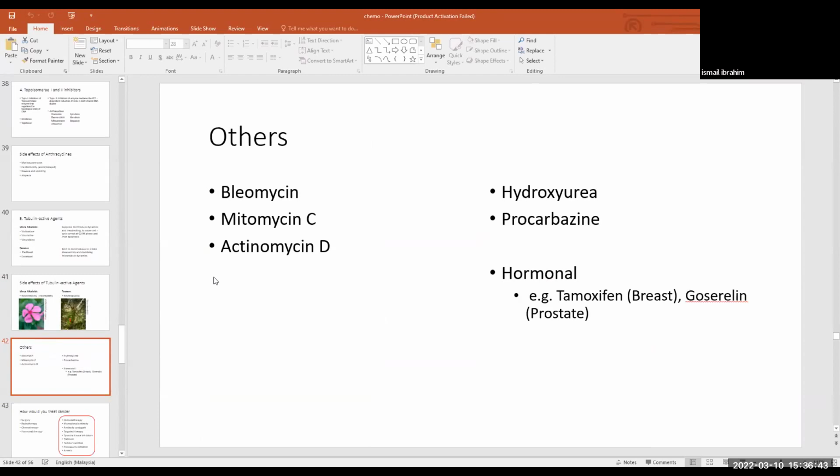Other types of chemotherapy include bleomycin, mitomycin, or actinomycin, which are produced by bacteria. Hydroxyurea and procarbazine are other types of chemotherapy.